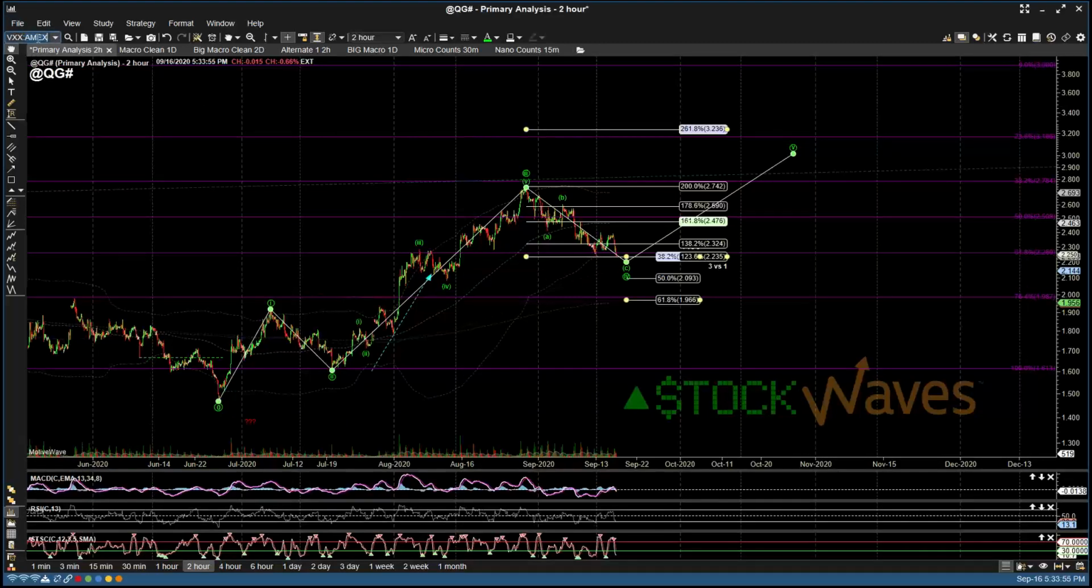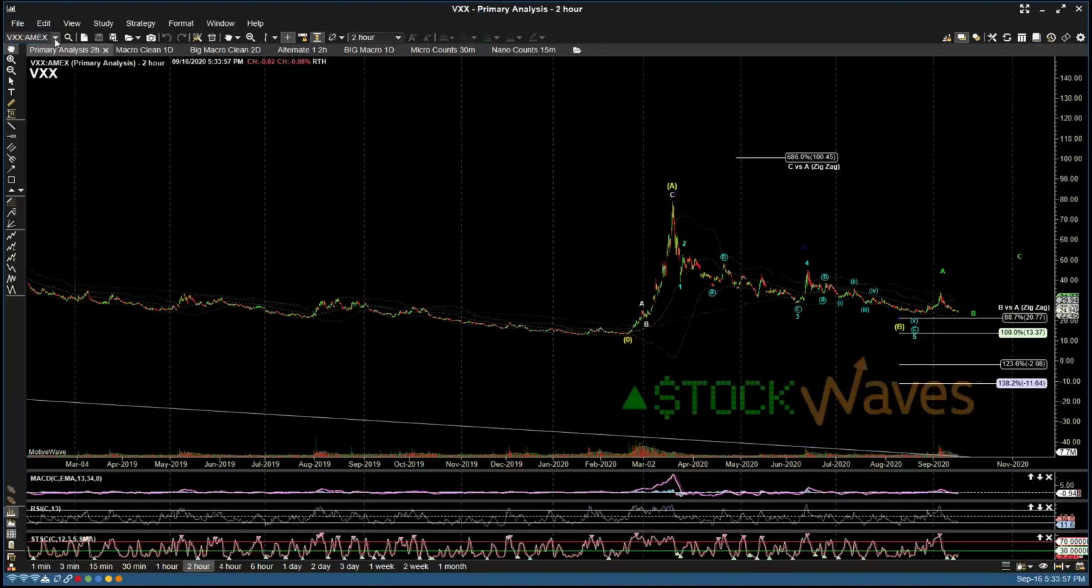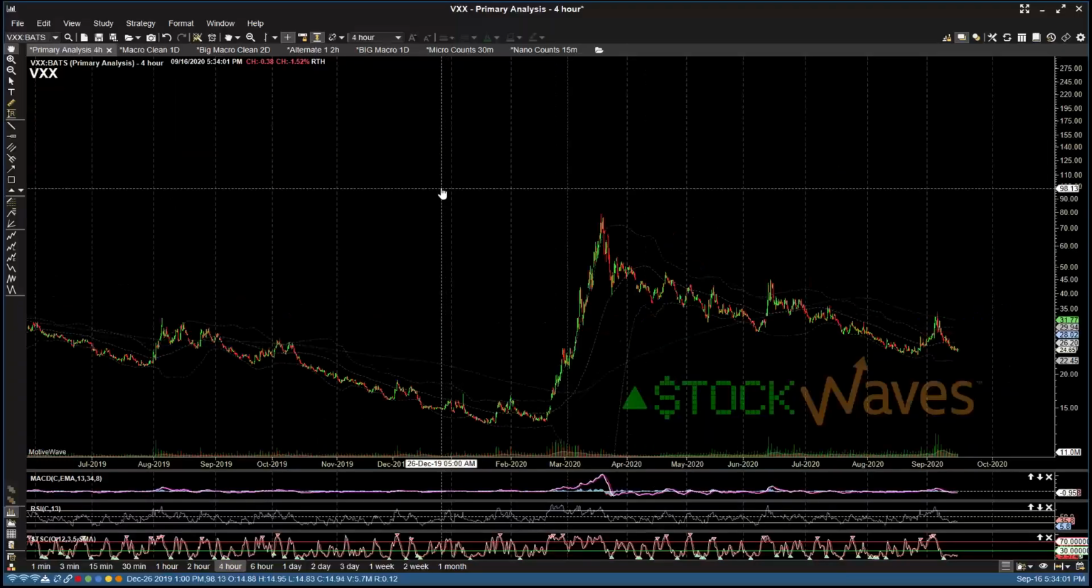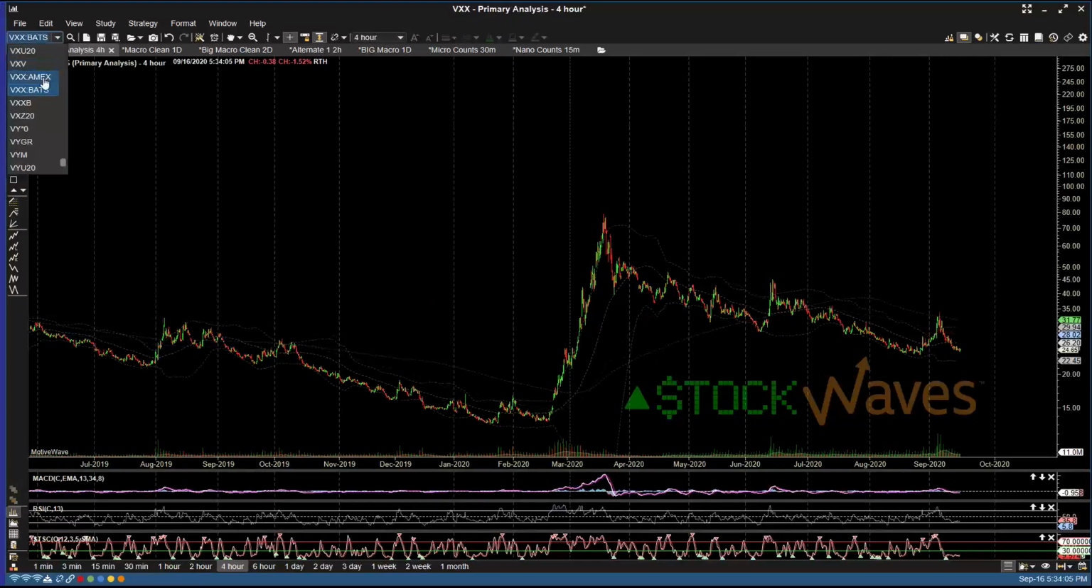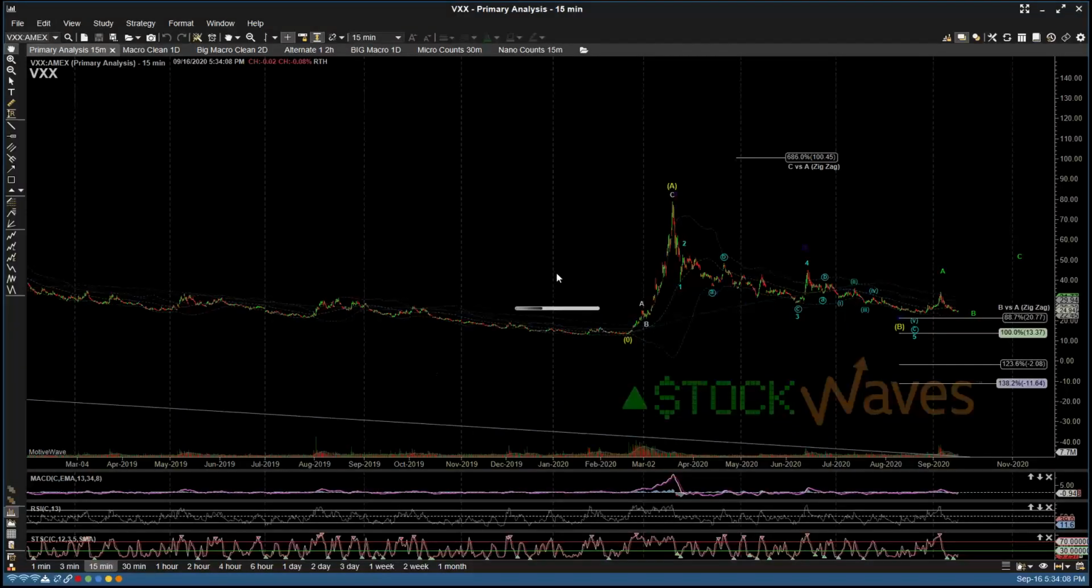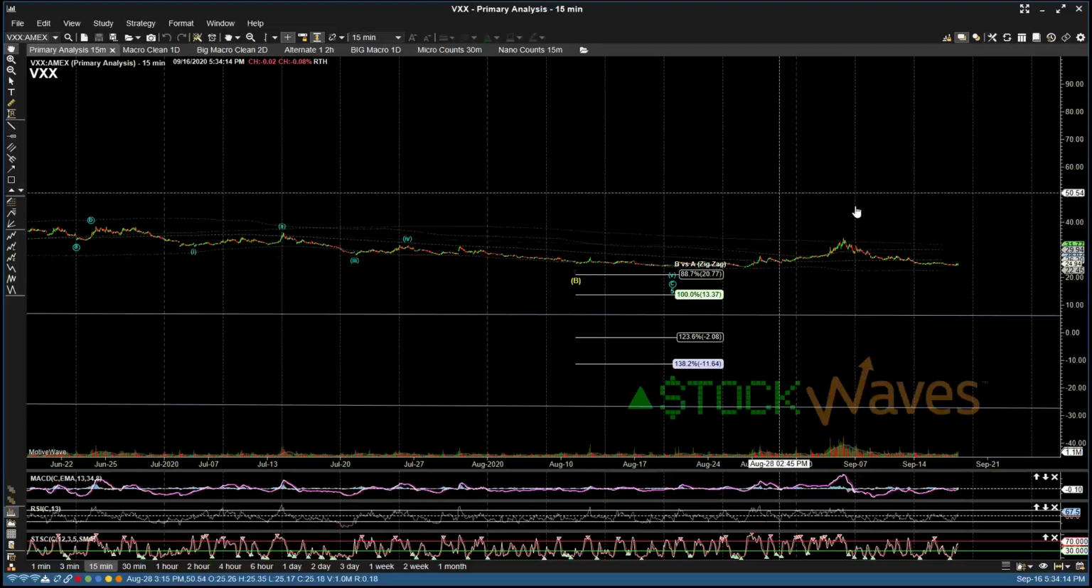VIX is not something that I normally cover, I think. I was using the BATS chart. Oh no, maybe I was using the Amex. I think it's very hard to trust long-term trending on VIX because it skews to the downside.